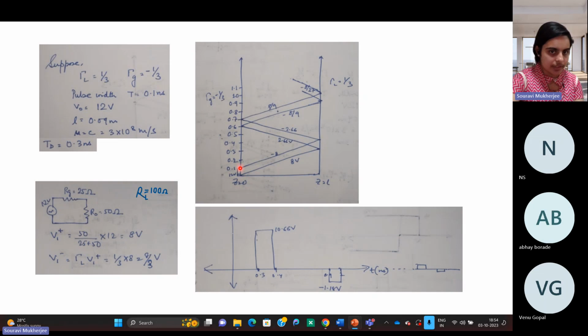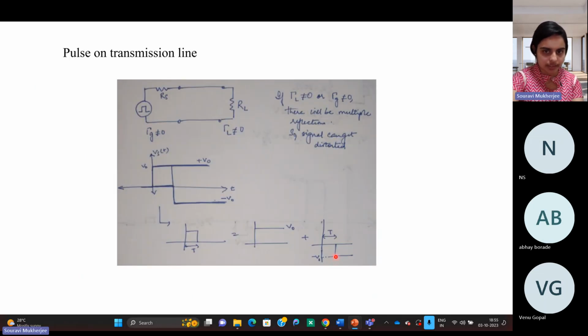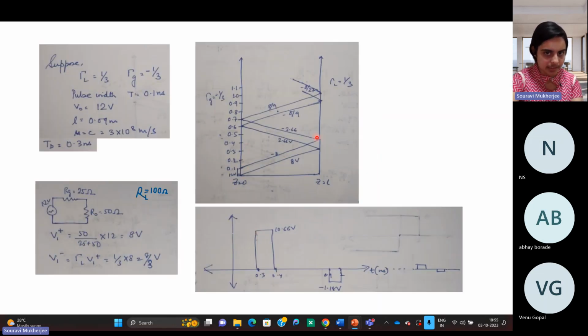But your pulse width is 0.1 second. So that means you can break the pulse into two signals, one which is at t equal to 0, one which is at t equal to 0.1, right? Now this signal will again take 0.3 seconds to reach, and all this will take 0.3 seconds. But what happens is now it's opposite, right? So at this point, it's the minus of what we had here. So the signal that will propagate is minus 8. This is minus 2.66. And this is 8 by 9. Again, here what you will get is 8 by 27, right?